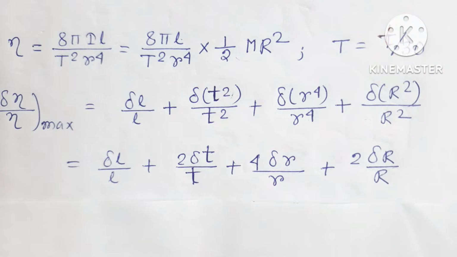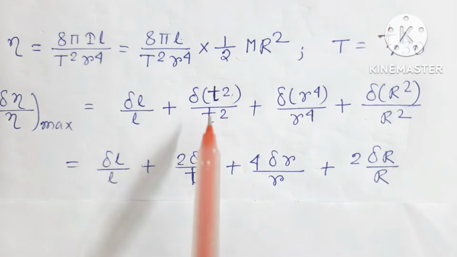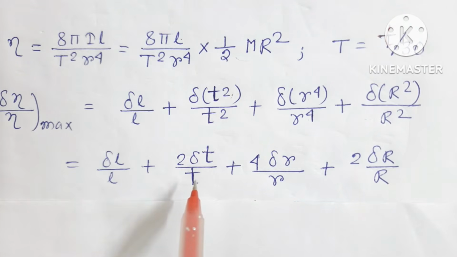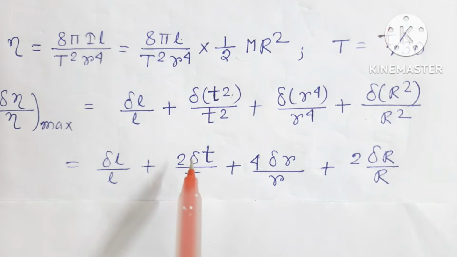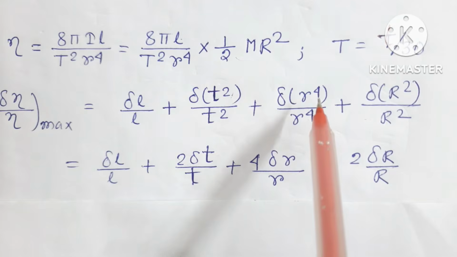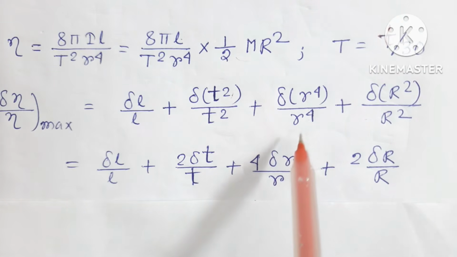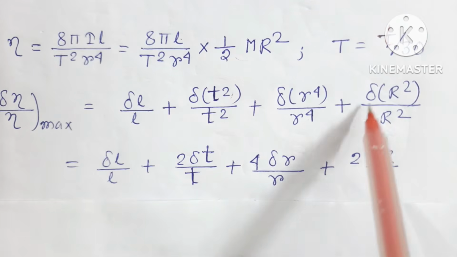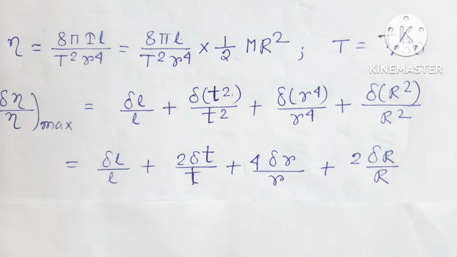Now if we rearrange the terms, we will get delta L by L, and delta T square by T square gives 2 delta T by T, right? We have also seen how we can get this in our Young modulus experiment. Delta r to the power 4 by r to the power 4 means 4 delta r by r, since the power comes in front, and the rest is delta r by r. Now delta R square by R square will be 2 delta R by R.